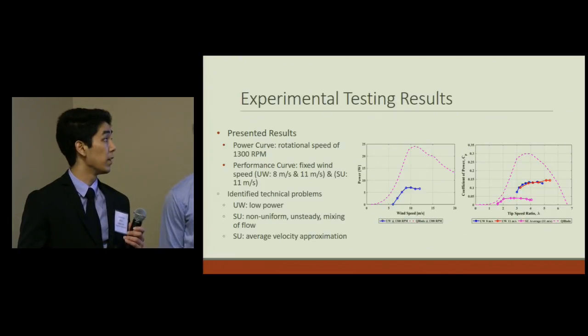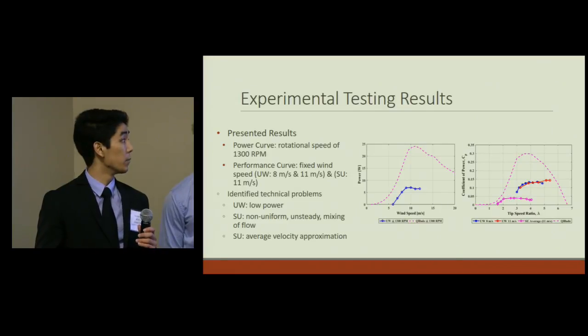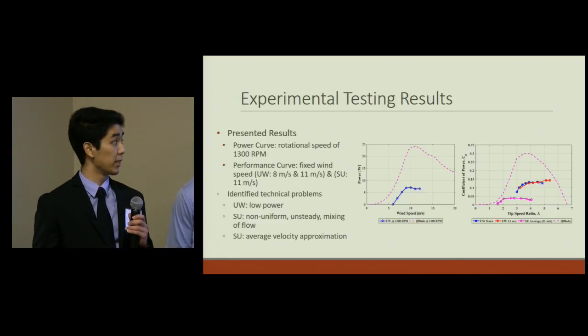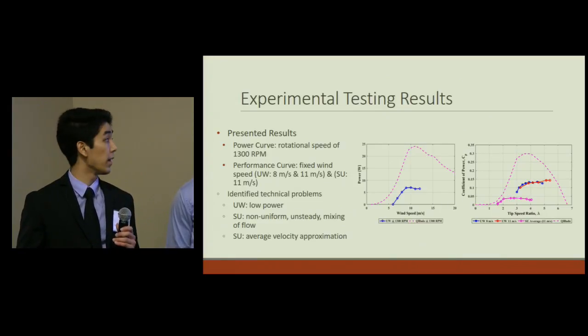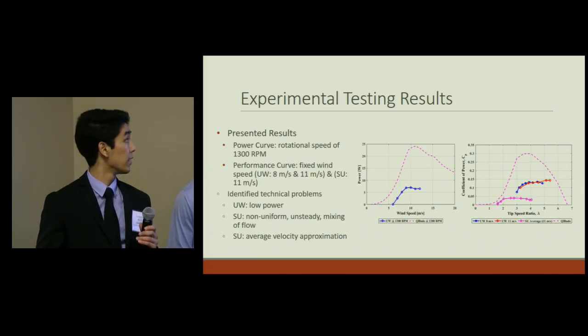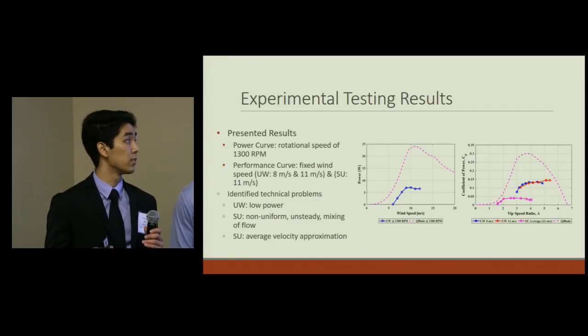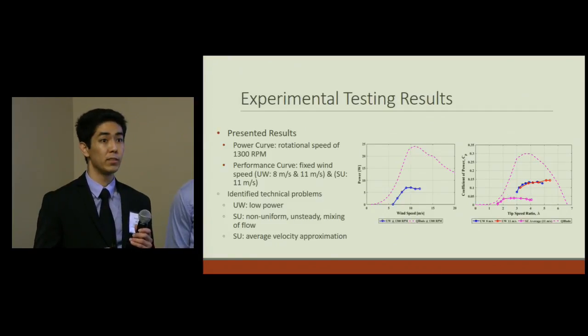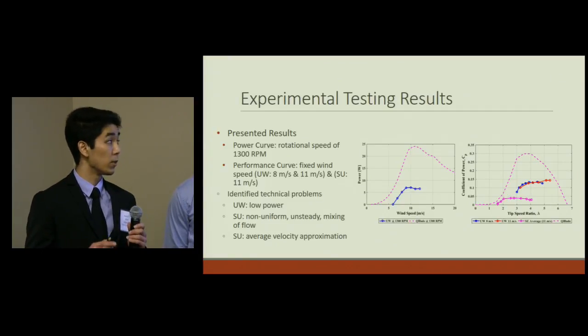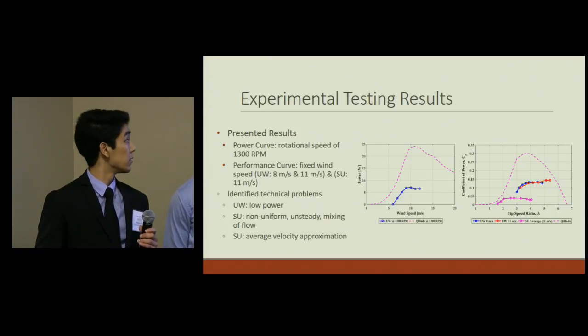The performance curve is made up of 2 trials at UW's wind tunnel at 8 and 11 meters per second, and 1 at SU at an average wind speed of 11 meters per second. As expected, the computational results serve as the upper bound for the experimental performance curves. But what wasn't expected was the discrepancy between SU and UW results.